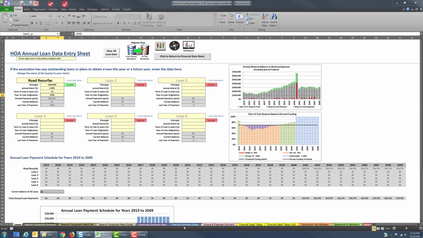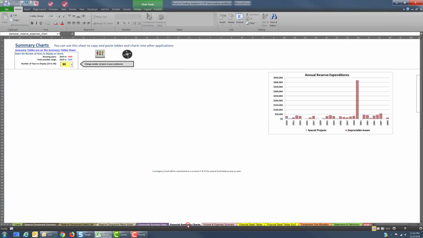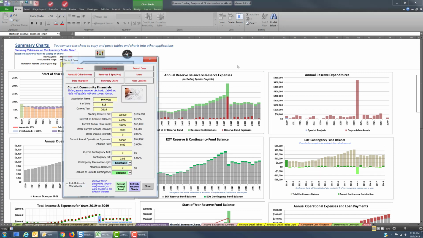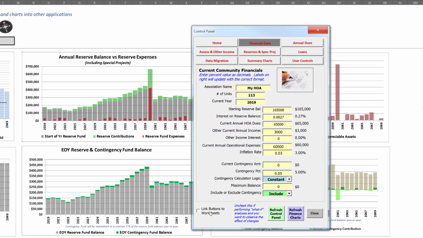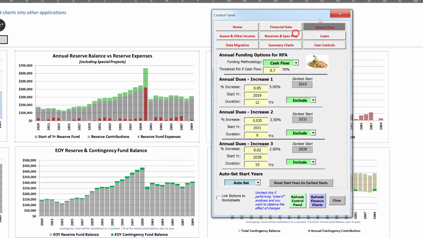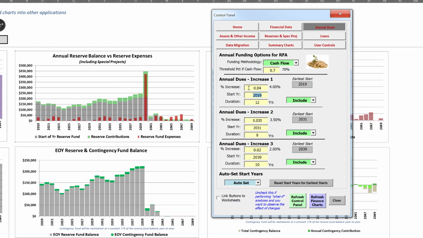In fact, I'm going to go over here to the financial summary sheets so we can see various charts and graphs. I'm going to unlink the buttons to the worksheets so that I can just go to my annual dues and make changes to the annual dues here while staying on the financial summary charts to see what the overall effect is. And I'm going to reduce from 5% to a 4% increase.